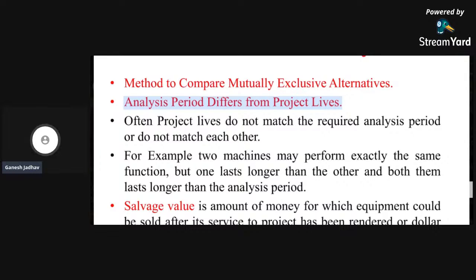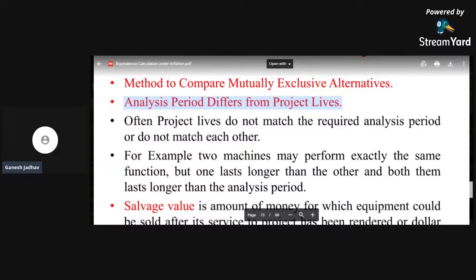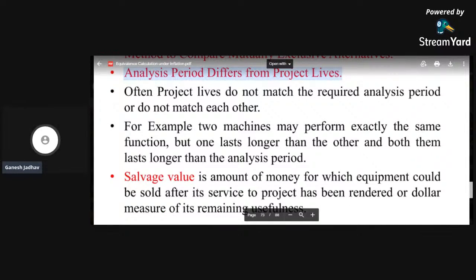For example, two machines may perform exactly the same function. But one lasts longer than the other, and both of them last longer than the analysis period also. So here are two machines, and the two machines do the same work, or perform the same function.